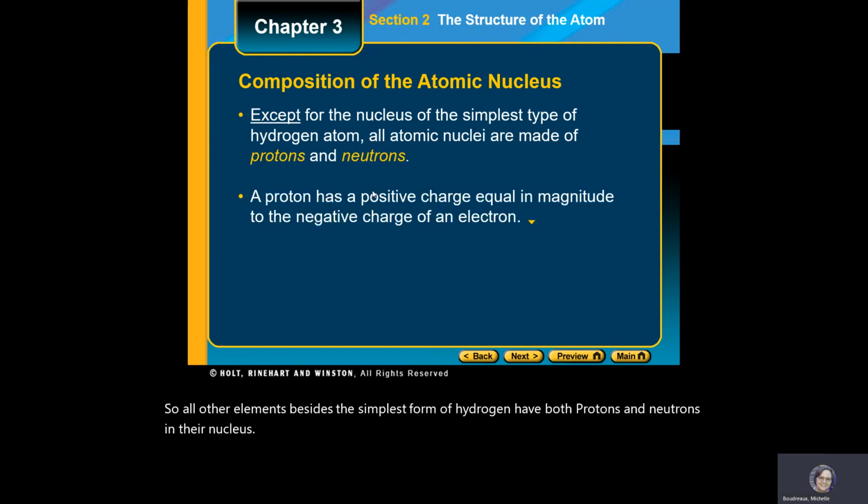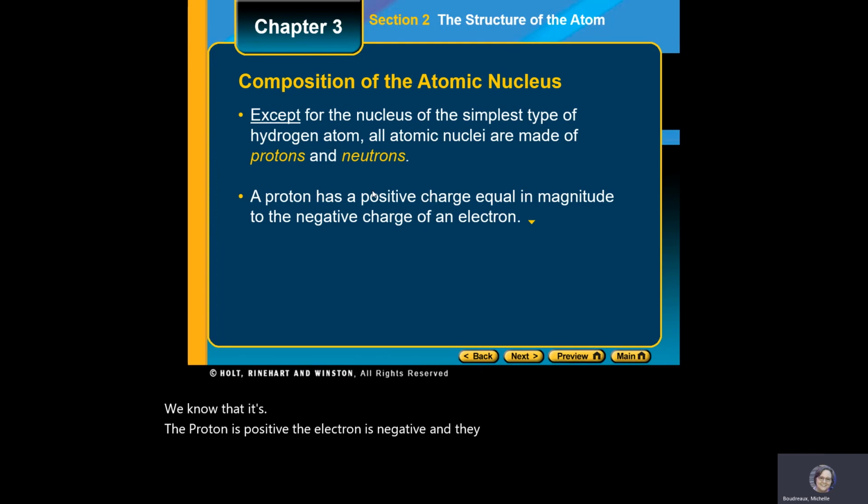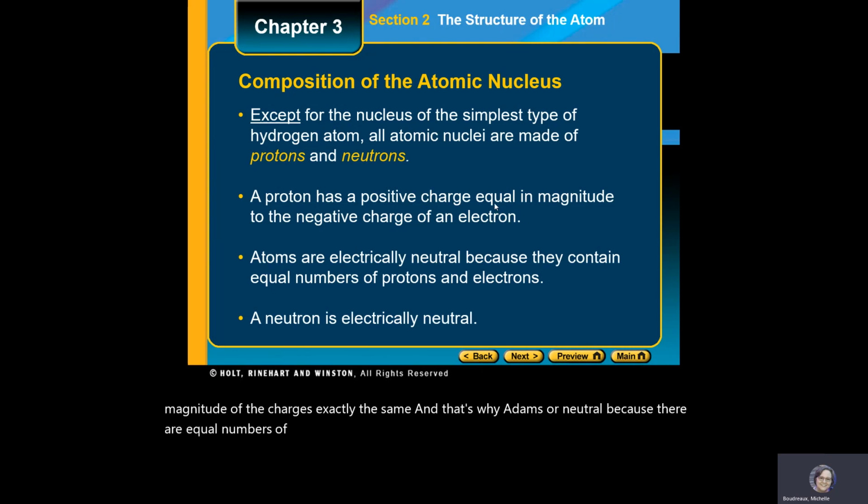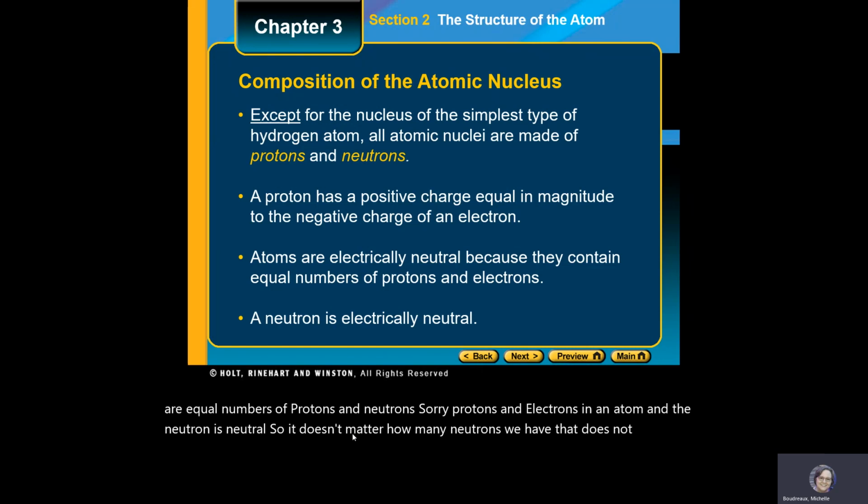Now the proton is positive, the electron is negative, and they cancel each other out, so the magnitude of the charge is exactly the same. And that's why atoms are neutral, because there are equal numbers of protons and electrons in an atom, and the neutron is neutral. So it doesn't matter how many neutrons we have, that does not affect the charge of the atom.